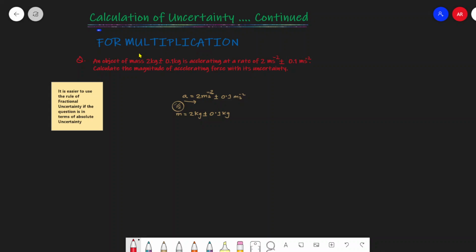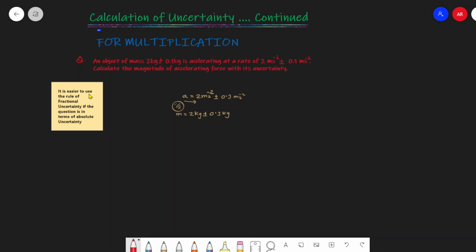This is the multiplication category. Here is a question where it is stated that a mass of 2 kg is accelerating at a rate of 2 meter per second squared, and this mass and acceleration are both stated in terms of their absolute uncertainty. So what we have to do is calculate the magnitude of this accelerating force with its uncertainty. So we have to calculate the force and the uncertainty of that accelerating force. Here is a note you can see.